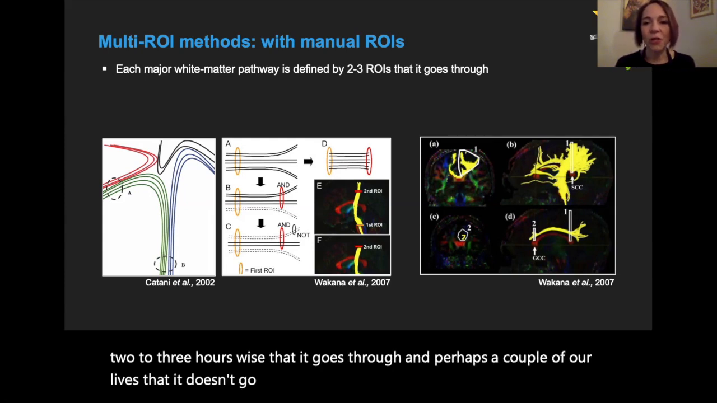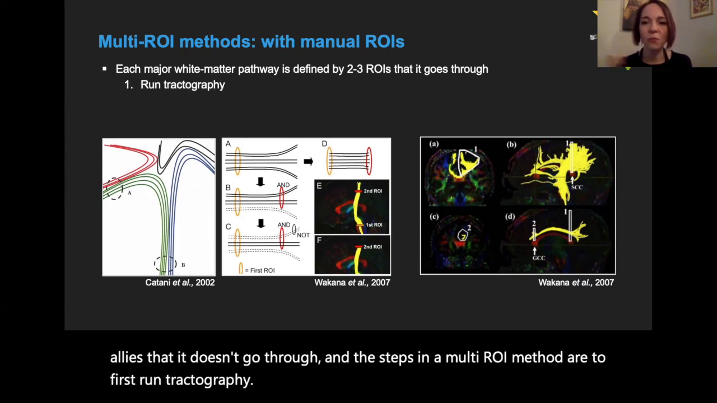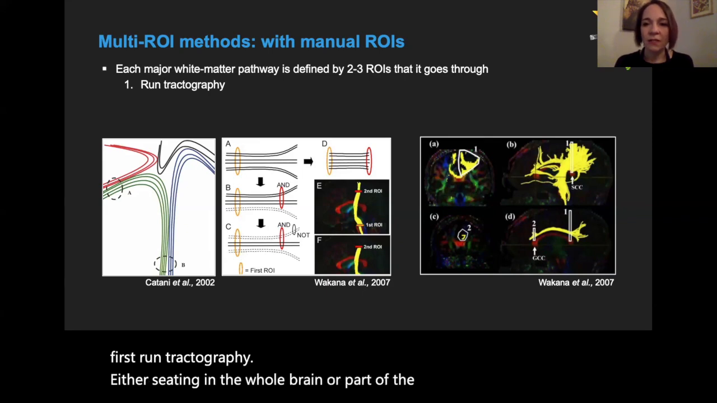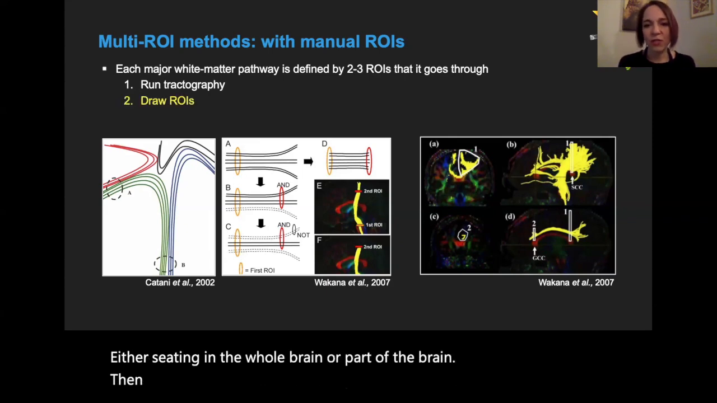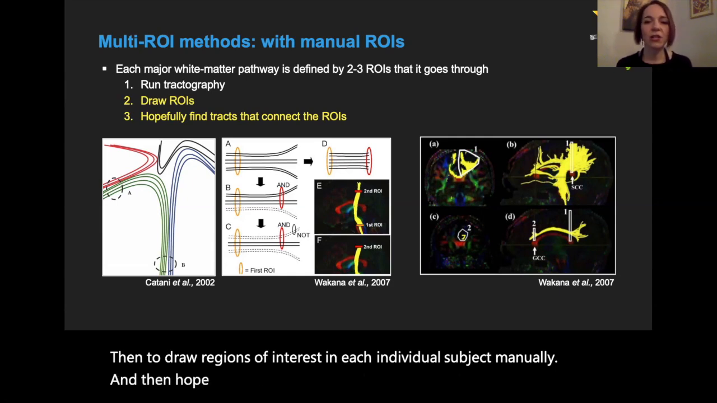And the steps in a multi-ROI method are to first run tractography, either seeding in the whole brain or part of the brain. Then to draw regions of interest in each individual subject manually. And then hope that there are going to be some tracks that connect these ROIs that define the specific bundle.